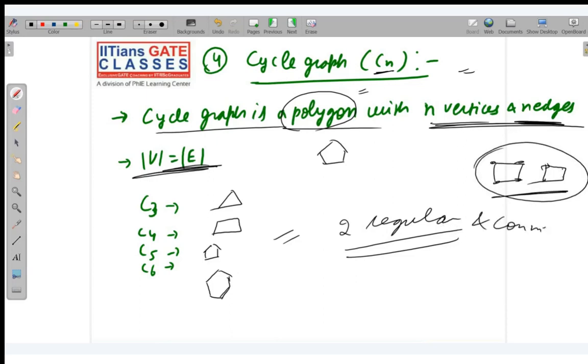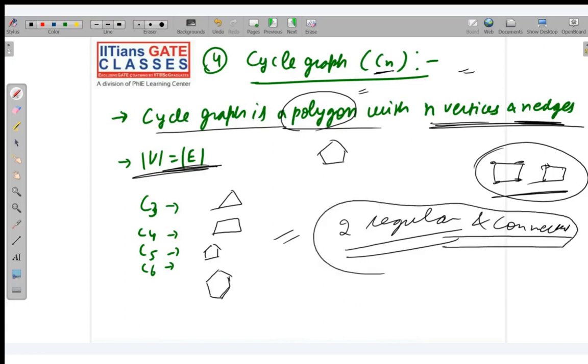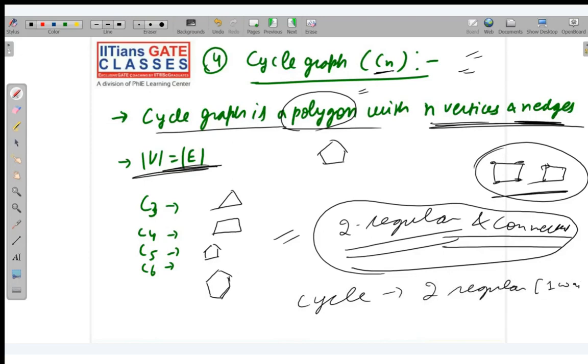They will ask questions like this also. They will try to mingle up the definitions. So what is a cycle graph? A cycle graph is 2 regular as well as connected. One way theorem I can make: cycle graph is 2 regular, but 2 regular is not cycle. So every cycle is 2 regular, but every 2 regular is not a cycle.